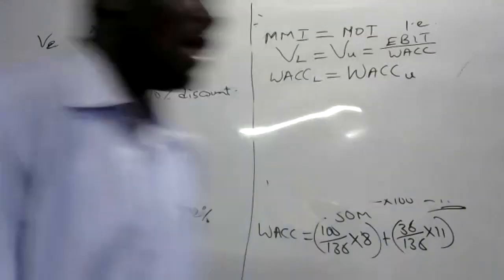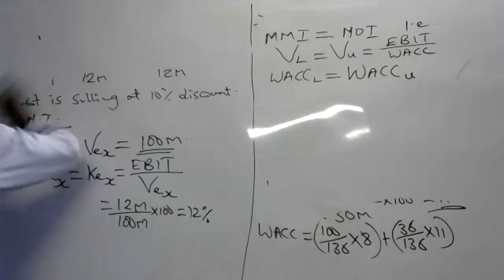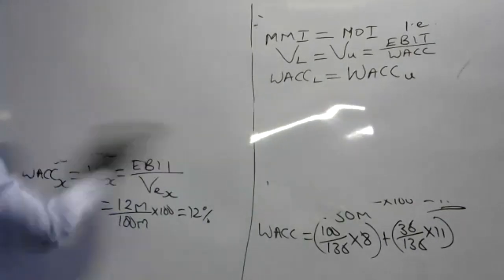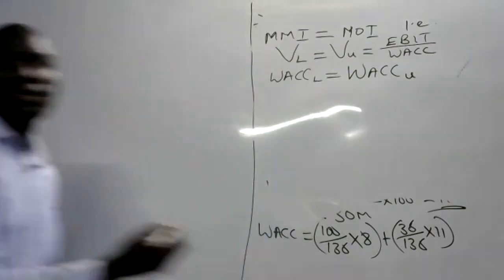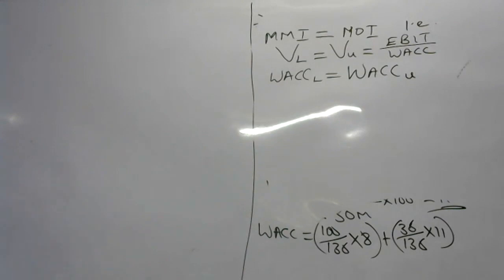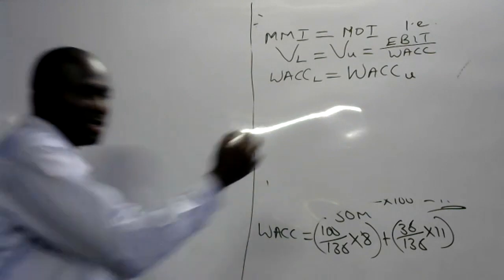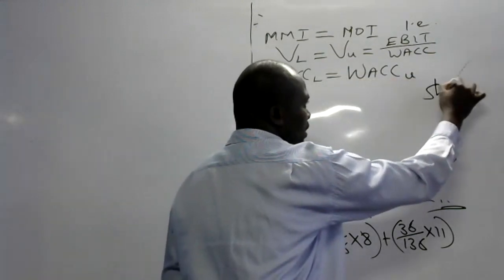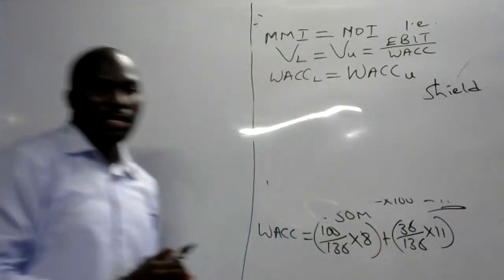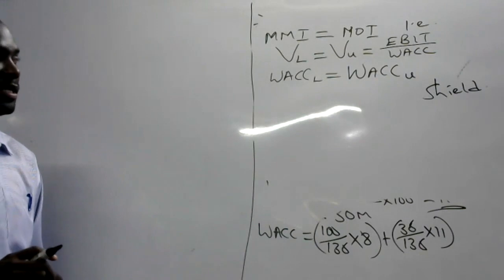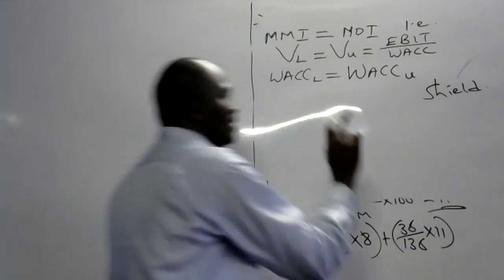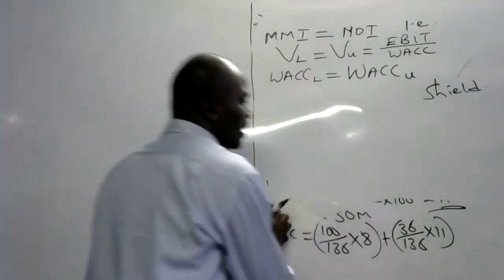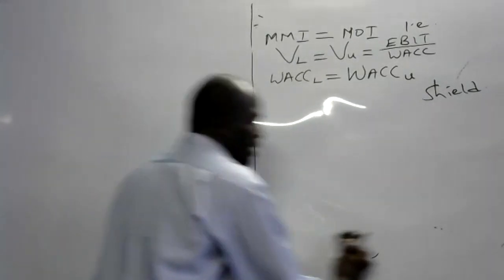So let's start with the unlevered firm. So we start with the tax on interest, the tax saving for interest. I said this shield, right? Let me explain it to you. What is this interest tax shield? We have mentioned it a lot, by the way.